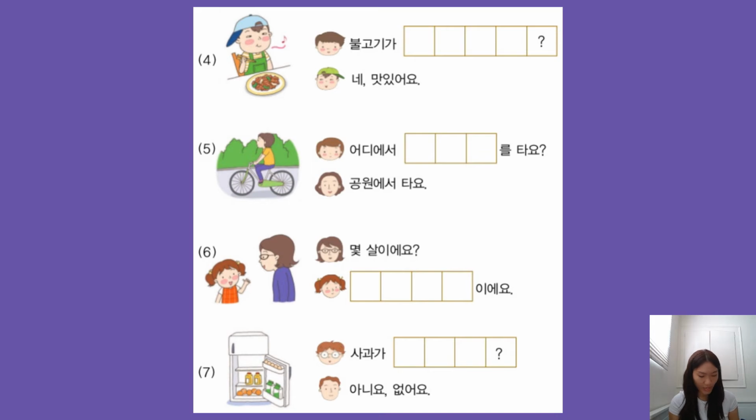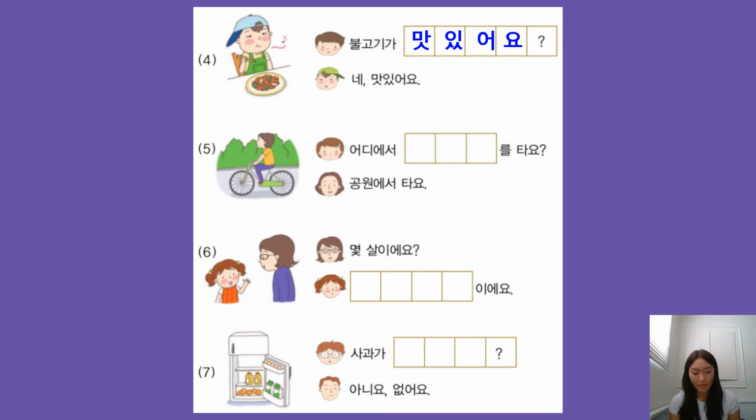So the next page is page 98, and we see here, so let's see number 4. So 불고기가 blank blank blank blank, and then the answer is 네, 맛있어요. Okay, so the answer, he's saying yes, it tastes good, it is delicious. So how would we ask this? We would say 불고기가 맛있어요, and then you would say 네, 맛있어요. Okay. So it's 맛 있어요. Okay. Is the 불고기 good? Yes, it's good.